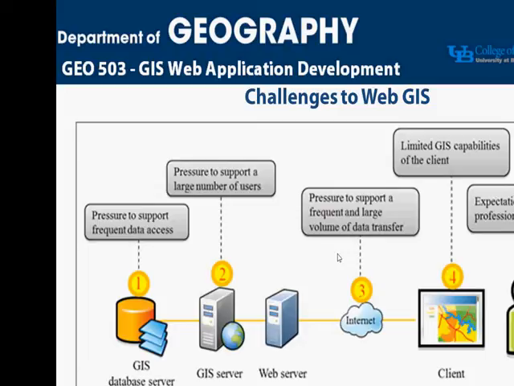This to me is often a huge effort, especially pressure to support a frequent and large data transfer. Especially with these, I get calls from colleagues all the time. And this is slow. It's like, well, you're out in the field. You're asking for GIS data over a cellular network. It's not as fast as when I was in my office.